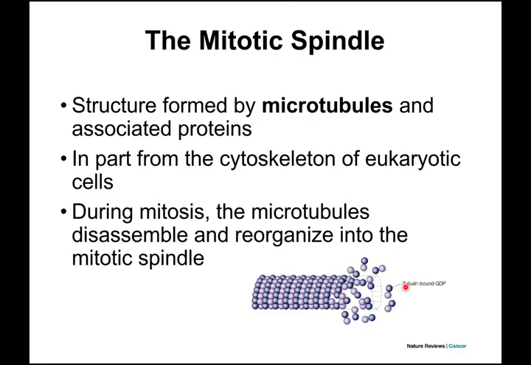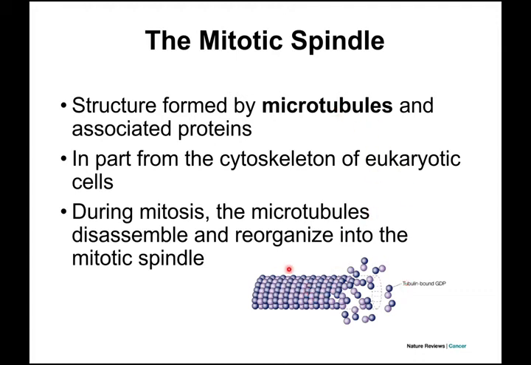Last thing we're going to discuss here is the structure of the mitotic spindle. So in mitosis, the mitotic spindle plays a key role in separating the two sets of chromosomes, the two identical copies of each chromosome, which will basically be delivered to the two separate cells. How is this done? This is done through structures referred to as microtubules.